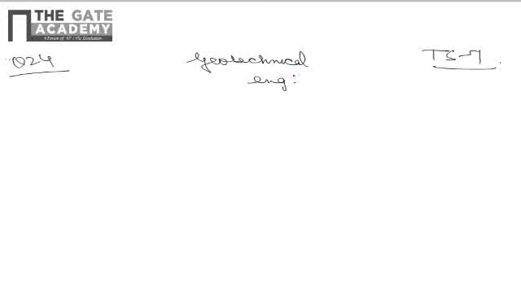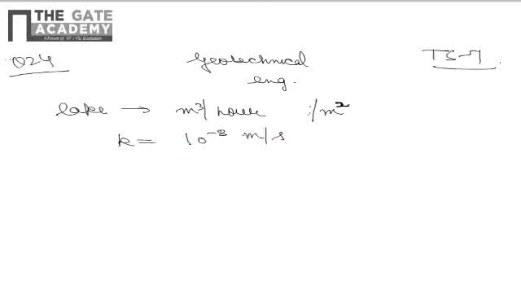Question number 24 of test series 7 is from Geotechnical Engineering, and in this question it is asked what will be the quantity of water flowing from the lake, in meter cube per hour, through the clay layer per meter square, if K is given as 10 into 10 to the power minus 8 meter per second.